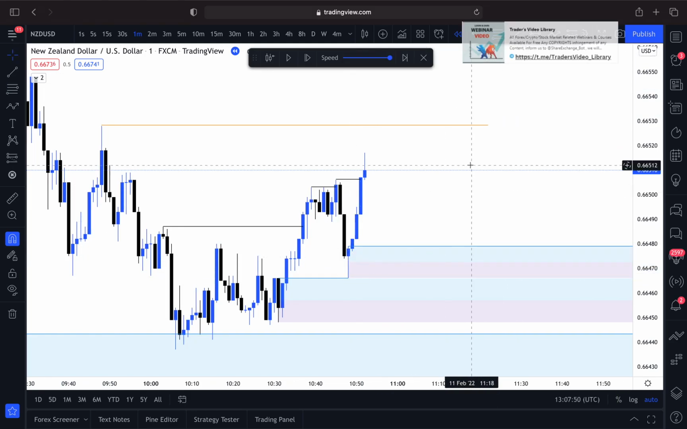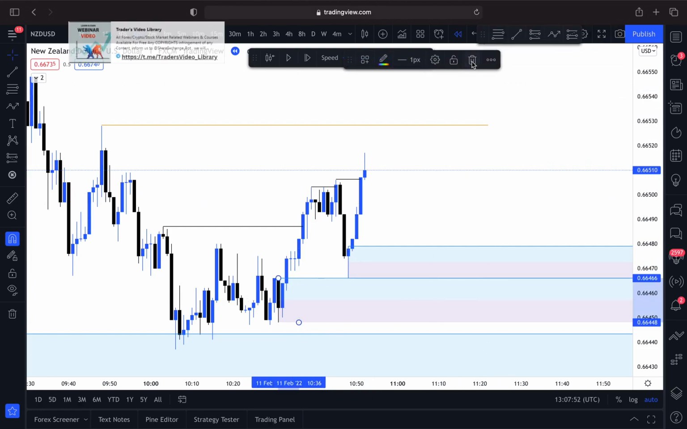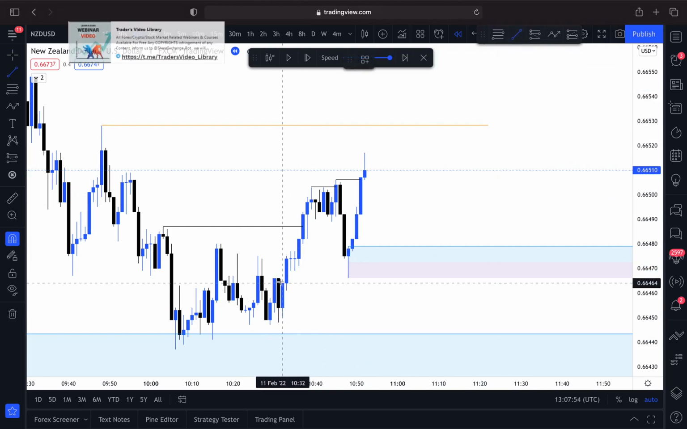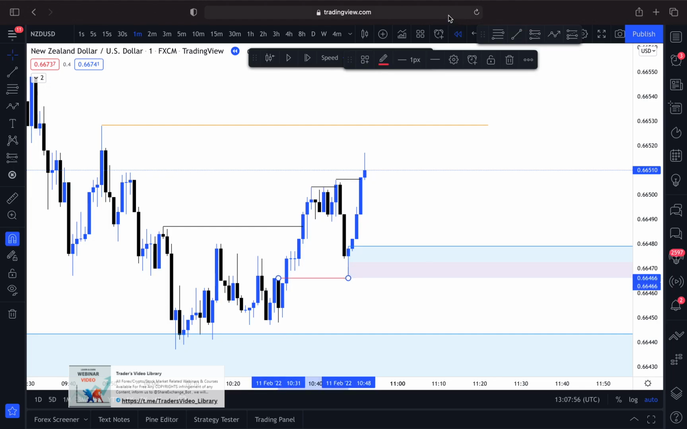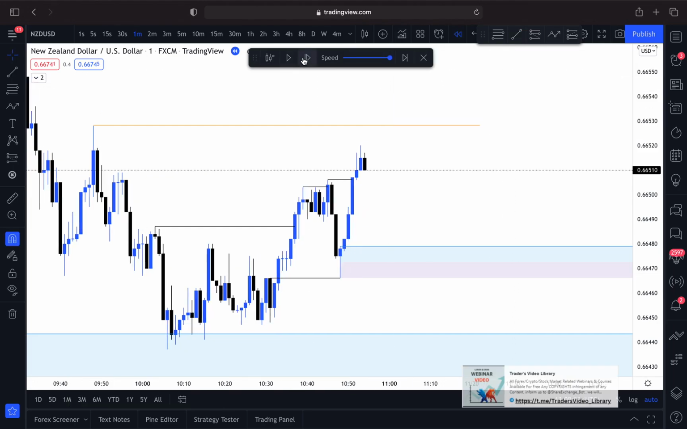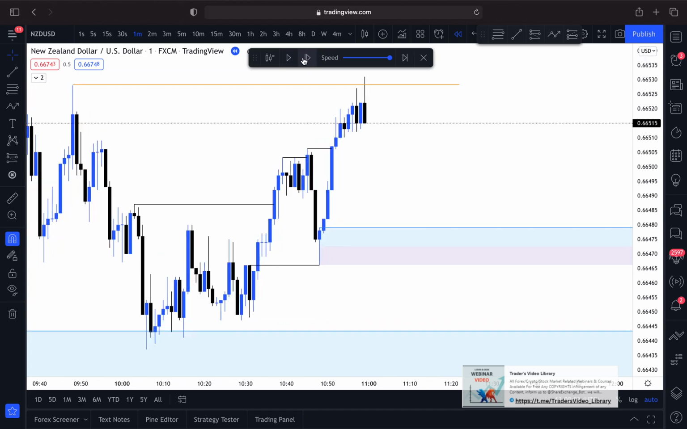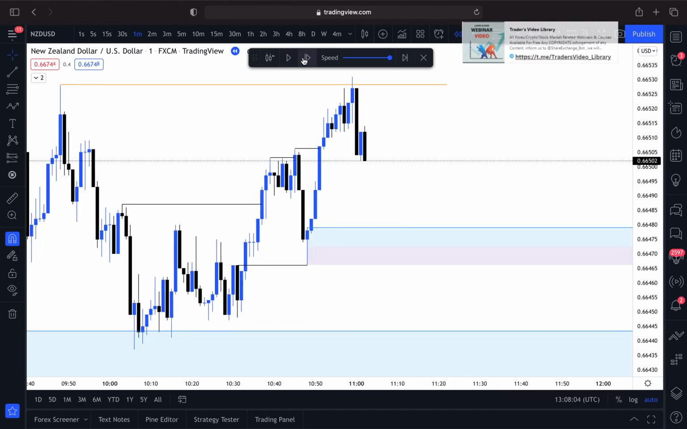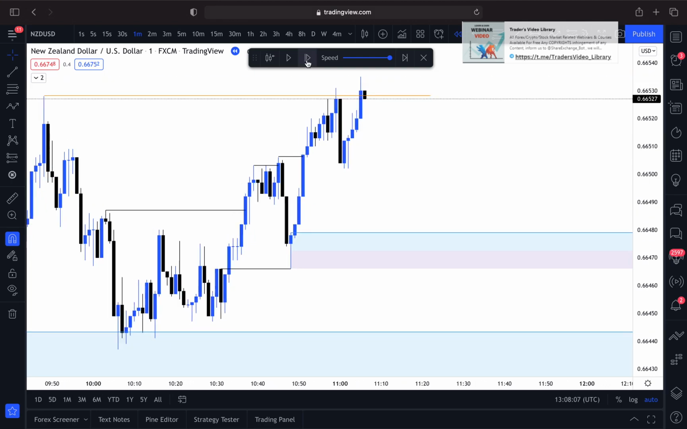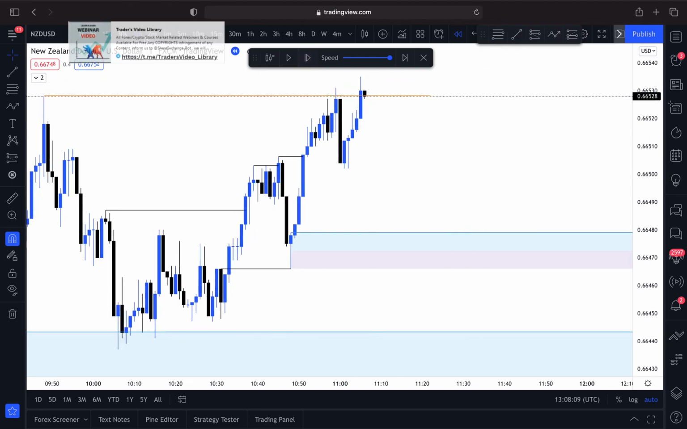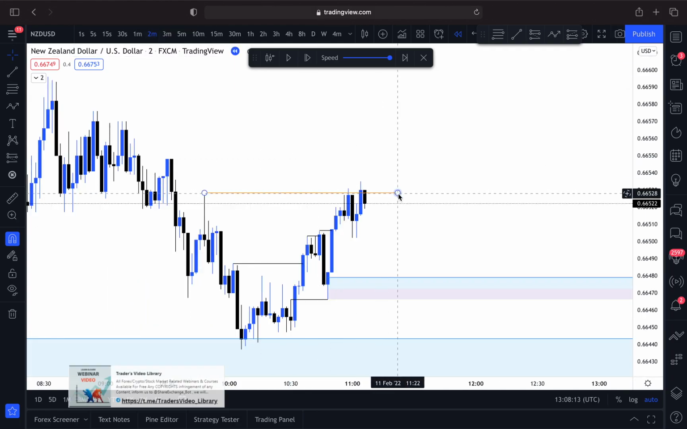Let's do that. I'm going to get rid of this for now because it's a little bit messy. Let's mark out this. Let's make that black. And let's continue playing. Okay, so at this point here, we break again. And what do we also know? We also know now that our 2-minute high has just broken.